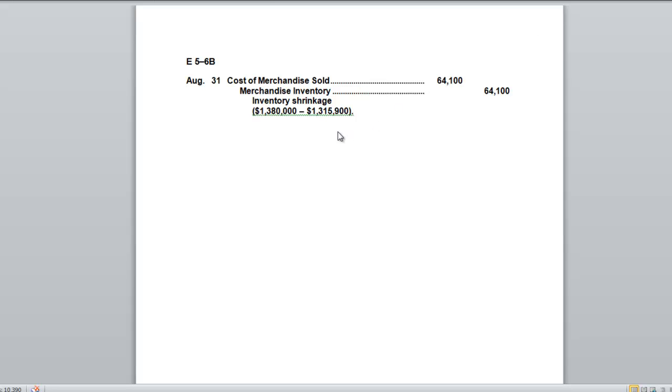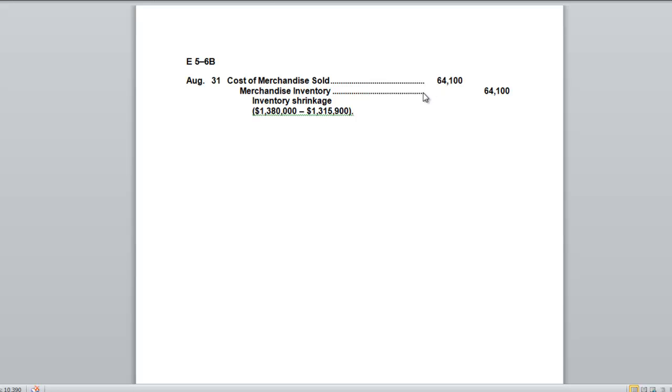If we take a look at the difference between the two, this is what our accounting records show, and this figure here is how much we actually physically counted. The difference between those two dollar amounts is $64,100. We need to reduce our inventory. We need to reduce our records from this $1,380,000 down to the proper amount. We do that by crediting this asset account by the difference. The debit goes to cost of merchandise sold. So we're going to treat this as though it's going to be expensed on the financial statements.